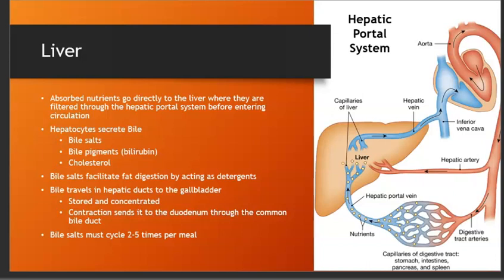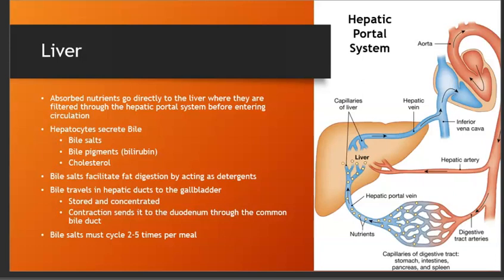but they'll be recirculated. Hepatocytes, which are your liver cells, secrete bile. Your bile is composed of bile salts, bile pigments, and cholesterol. Bile pigments are what color the bile. So an example would be bilirubin. A lot of the color in your urine or in your feces comes from that bilirubin.